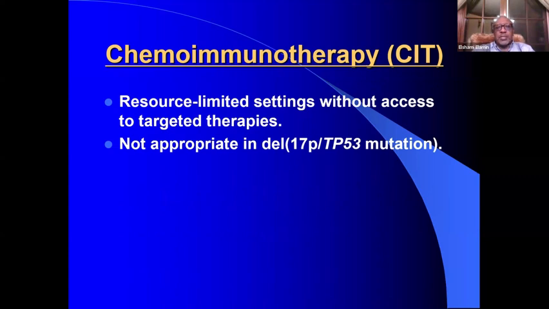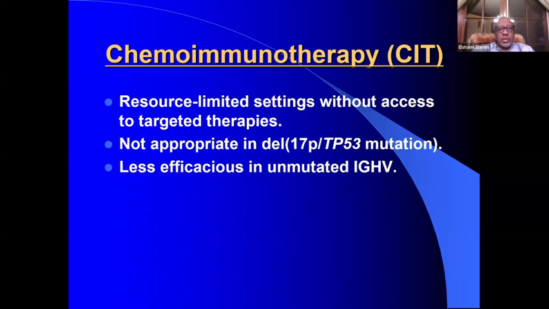So if a patient has, remember we said, deletion 17p or TP53 mutation, they don't respond well to the conventional chemotherapy. So it's not a good option. Or even less efficacious in unmutated IGHV.